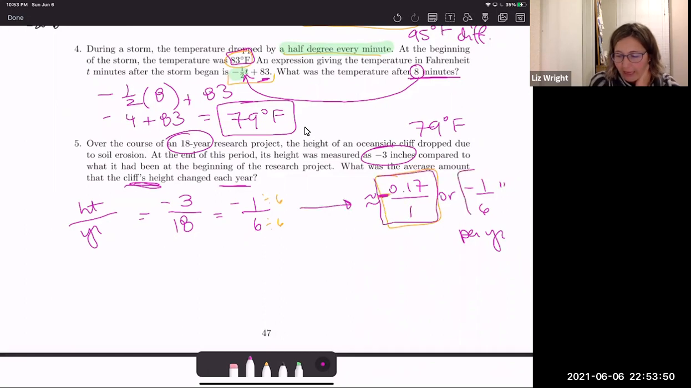Or if you left it like that because you interpreted your answer correctly, that at the end of this, that actually means you're losing 1/6 of an inch per year. That's great too.